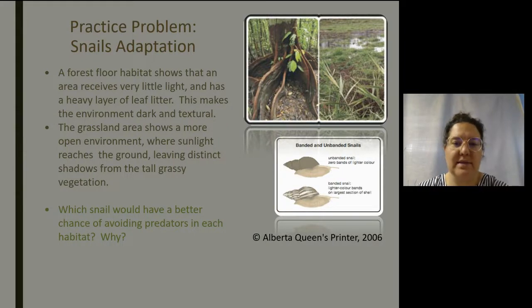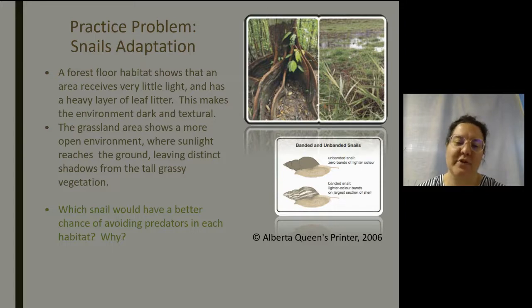So when we look at this, the unbanded snail is more likely to survive in the forest habitat because it is darker and shaded, leading it to kind of blend in with the surroundings of leaf litter. Whereas the grassland is going to have an area of shadows from tall vegetation, so the banded snail is going to be more likely to survive because it has areas of light and areas of dark, replicating the shadows on the grass. So adaptations, again, can be naturally occurring or caused by mutagens.